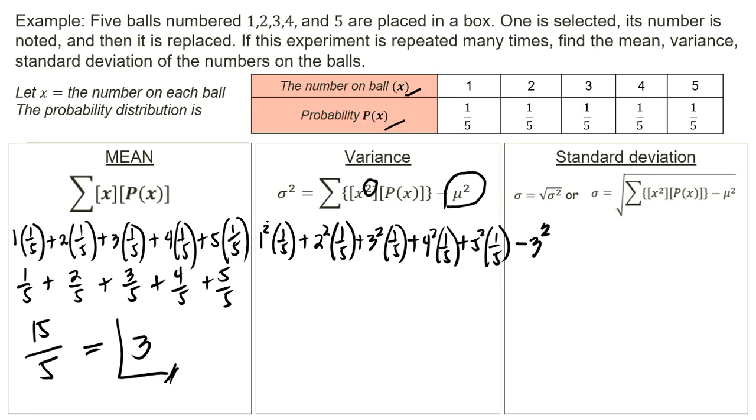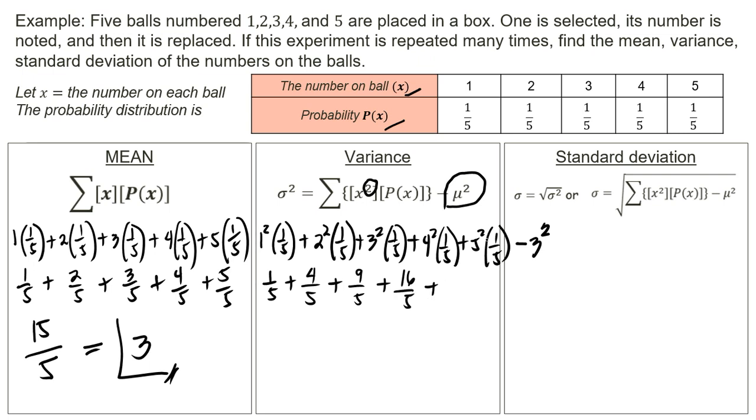Okay, solve natin. 1 squared, 1. 1 times 1, 1 pa din. So, 1 over 5. Plus 2 squared, that is 4. 4 times 1, 4 pa din, over 5. Next, 3 squared, that is 9. 9 times 1, 9 over 5. Next, 4 squared, that is 16. 16 times 1, 16 over 5.